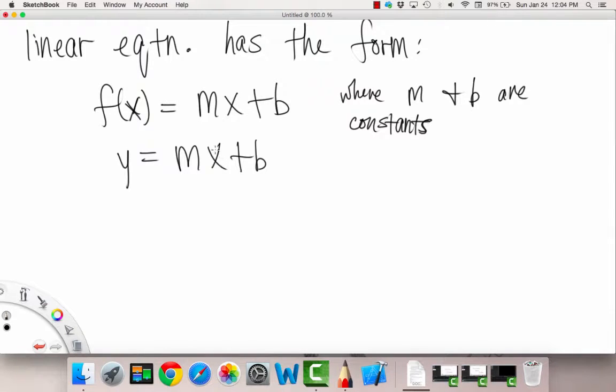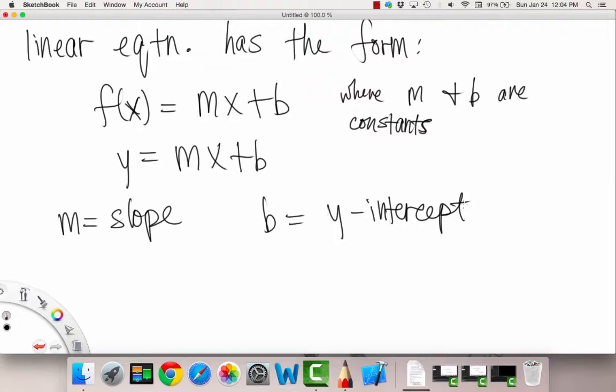So let's identify some things. This x is just a variable, your input, and y is your output, or your f of x. The m is really important, and that's called the slope of our line. And b is called the y-intercept, and we'll see why on the next slide. We can also denote this as f of x too. Either notation works.